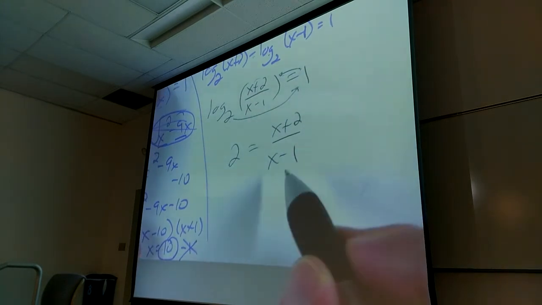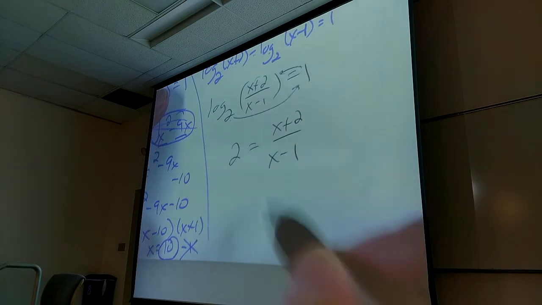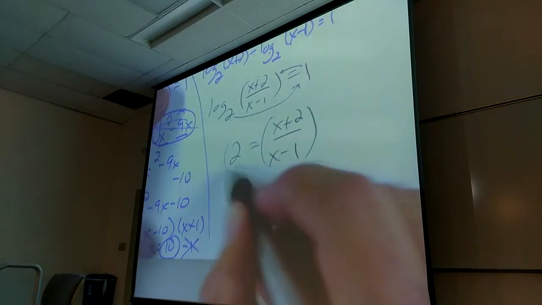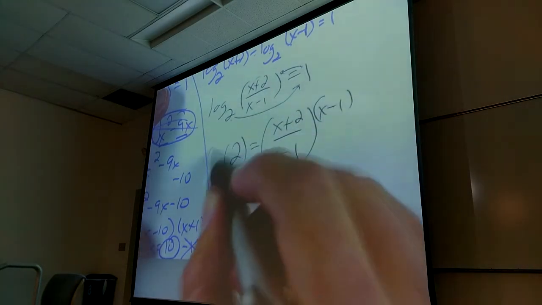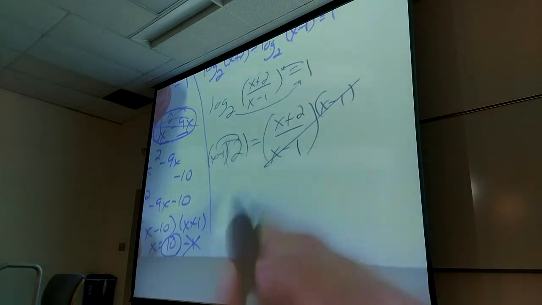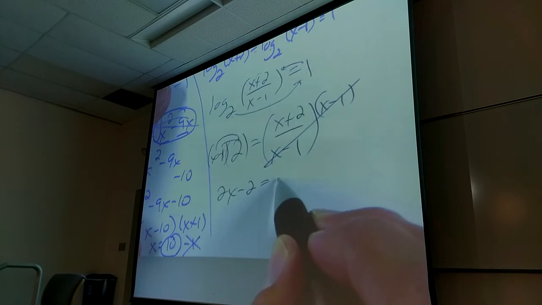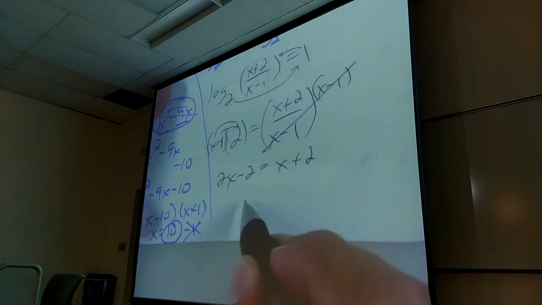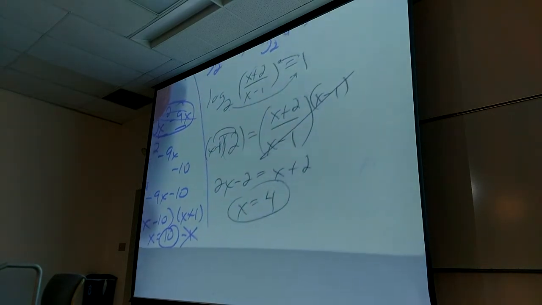So, how do I solve this? What's the main problem? What's the worst thing about this little equation? Stupid fraction. Well, how do I kill a fraction? Yeah, multiply by x minus 1. So then these cancel here. This is going to be 2x minus 2 equals x plus 2. Subtract x, add 2, you get x is 4. So you get one possible answer.